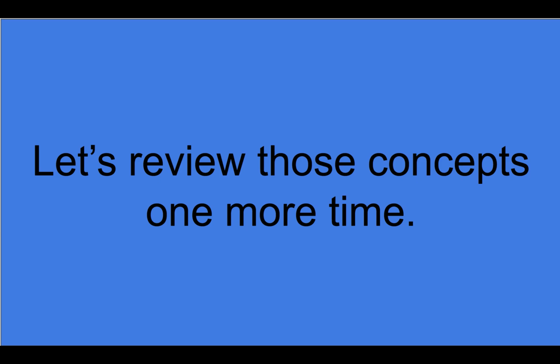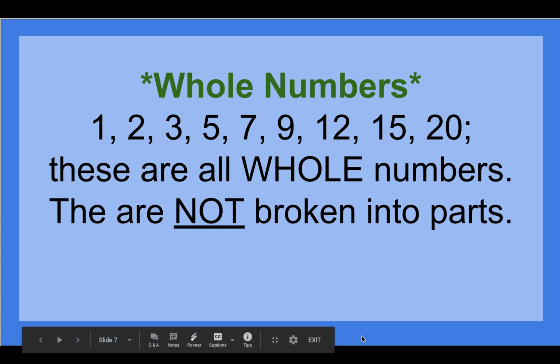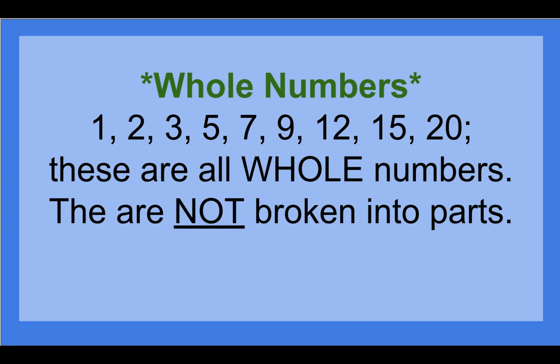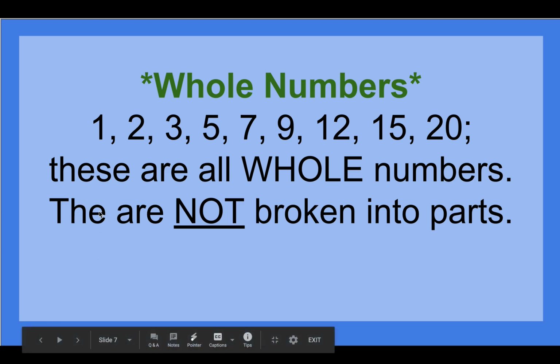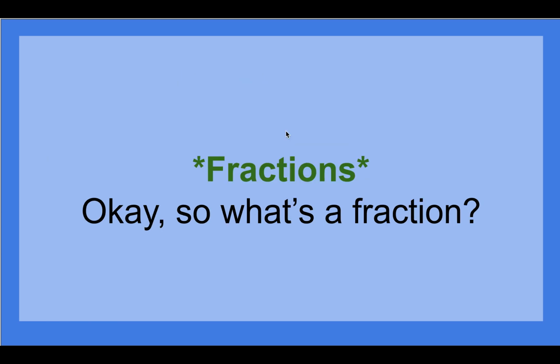Let's review those concepts one more time. Whole numbers: 1, 2, 3, 5, 7, 9, 12, 15, 20. These are all whole numbers. They are not broken into parts, and that should say "they," but it says "the." These are all whole numbers because they're not broken up into fractions.